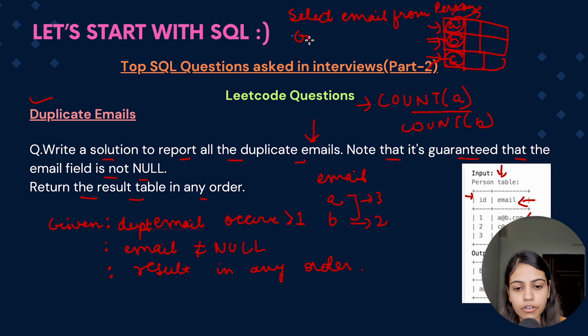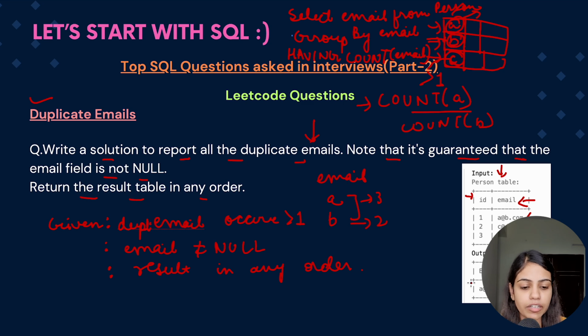Then we'll perform a group by on the email, and after grouping the email I'll give a condition that whenever the count of the email present in this aggregated group is greater than 1, go ahead and print that particular email in the final result. So we'll count the occurrences of all those emails in this group, and it will provide me all the emails having count greater than 1.